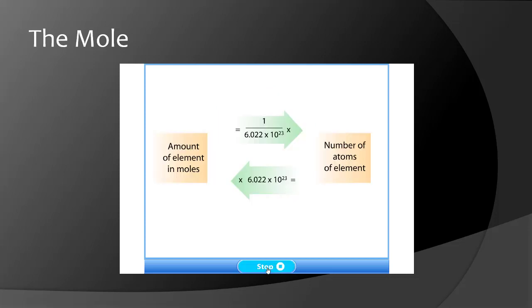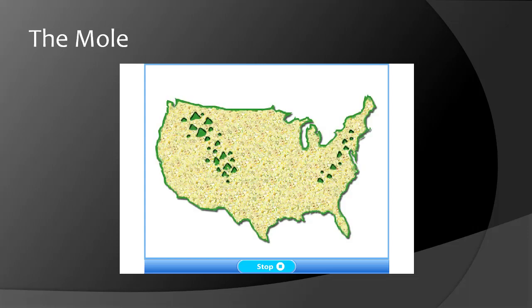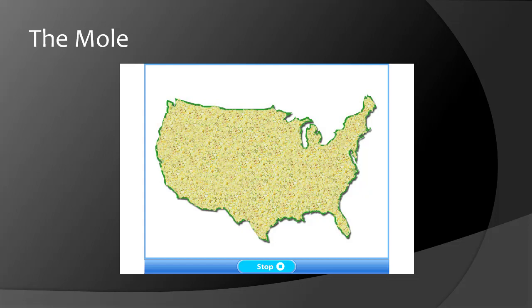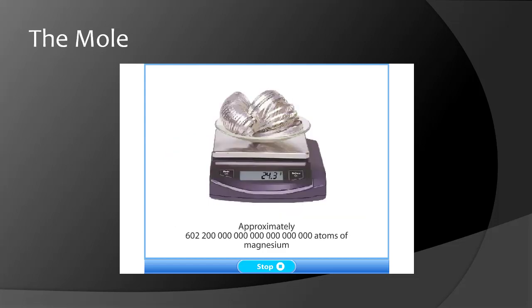Avogadro's number is 6 times 10 to the 23rd. Any collection of this many objects of any kind is called a mole. In general, we use Avogadro's number to convert numbers of atoms into measurable amounts of chemicals. Avogadro's number is really big. If we covered the lower 48 states with a mole of popcorn, or 6 times 10 to the 23rd pieces of popcorn, the pile of popcorn would be 500 kilometers deep. The layer of popcorn would be twice as high as the International Space Station. But an equal number of atoms of magnesium can fit on this scale and weigh only 24.3 grams.